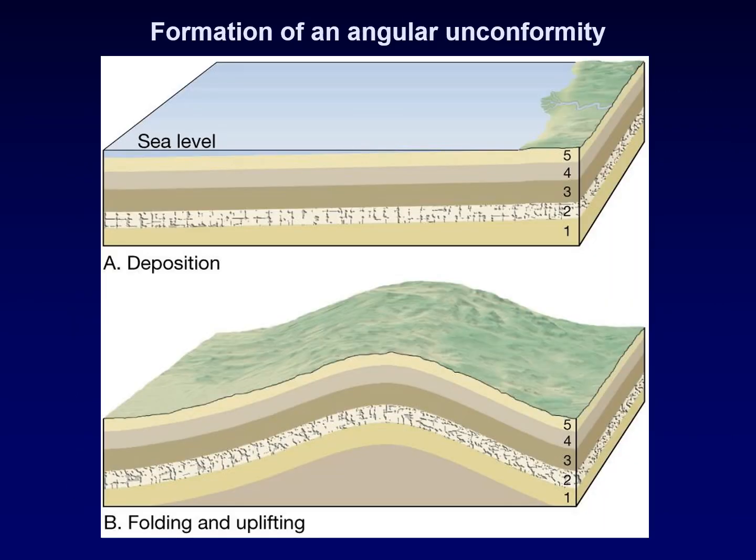So here's what an angular unconformity looks like. We've got our original horizontal layers being deposited here in a shoreline, right? We had some sea level drop or sea level rise that gave us these different sedimentary rock types, and that's our deposition. So that's A. Then B, you've got some kind of tectonic force that's folding this rock and it's uplifting it here. So we've got this big mountain now. And if you looked in cross section at the layers, they'd be folded like this into this anticline structure. So that's B.